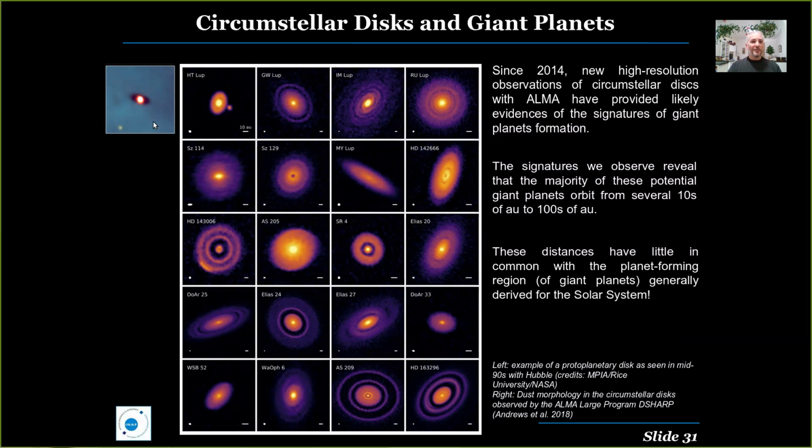Now, thanks to the Atacama Large Millimeter and Submillimeter Array of radio telescopes in the South American desert of Atacama in Chile, we've been able in the past 6 years to get an increasingly higher resolution in the observation of protoplanetary disks. By comparison, here you have a vintage image from the mid-90s of a protoplanetary disk seen with Hubble. And here you have images of protoplanetary disks seen 2 years ago by the large program DSHARP of ALMA.